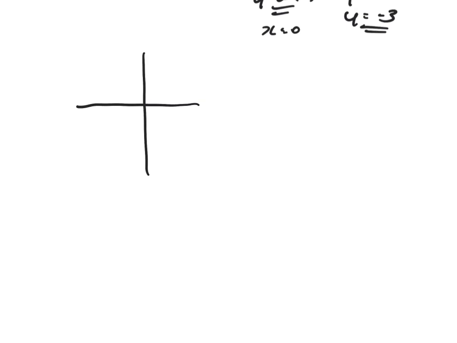So minus 3, minus 21 might be about there. I cut the y-axis at minus 3. It should have a nice U-shaped kind of continuous look about it, and that's reasonable.